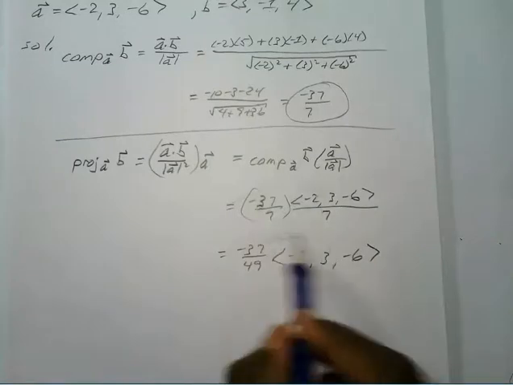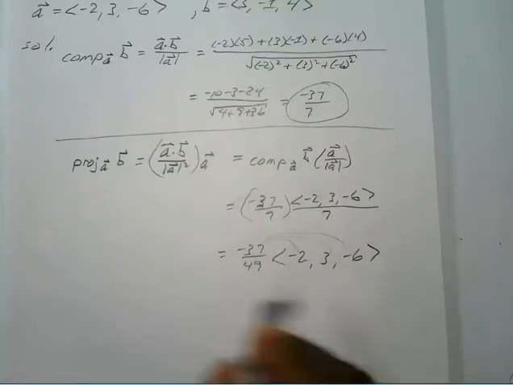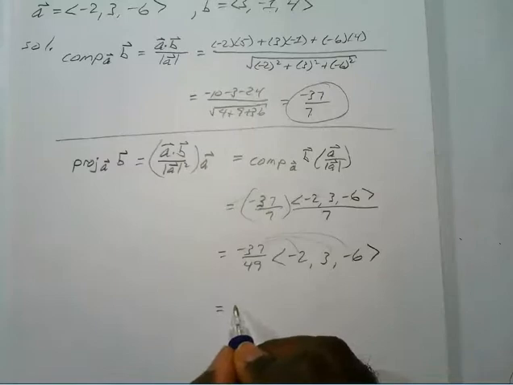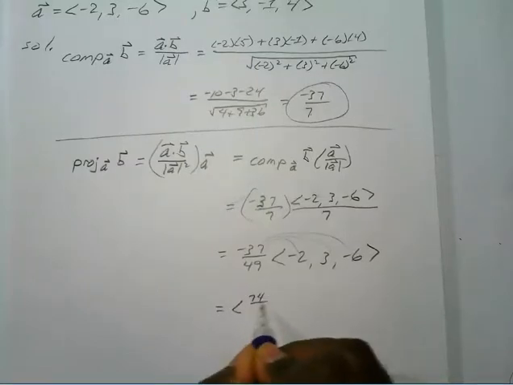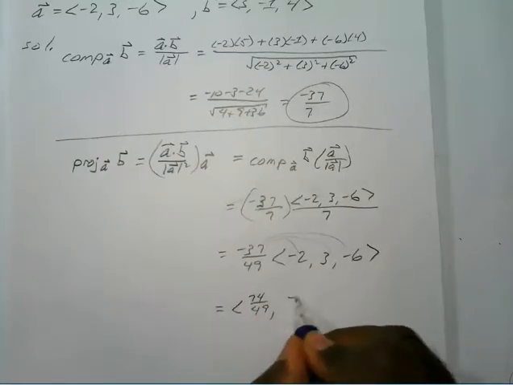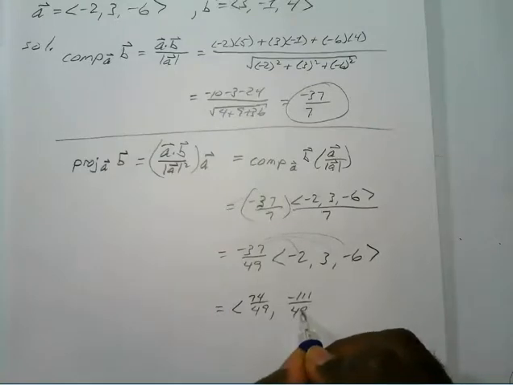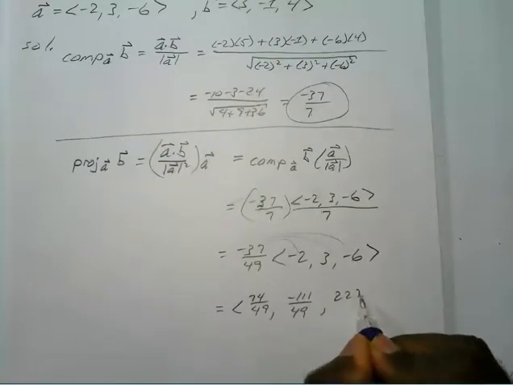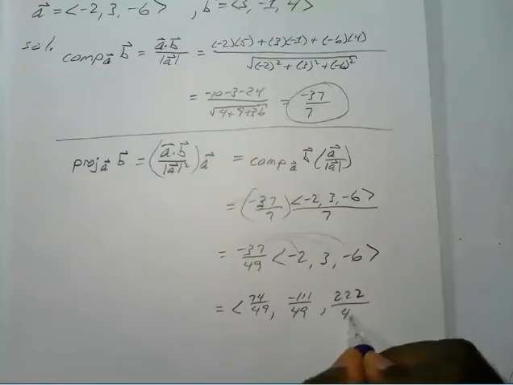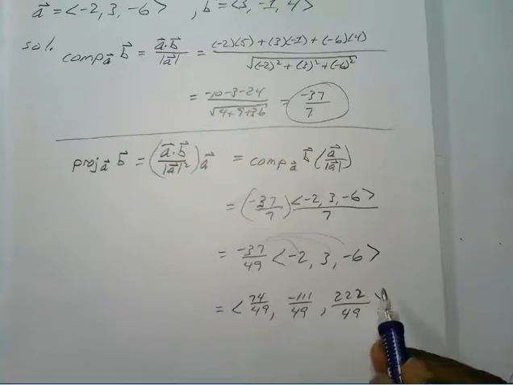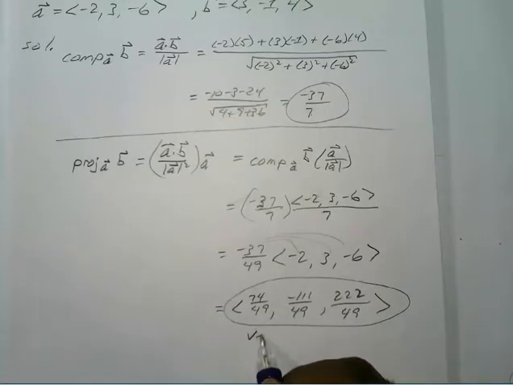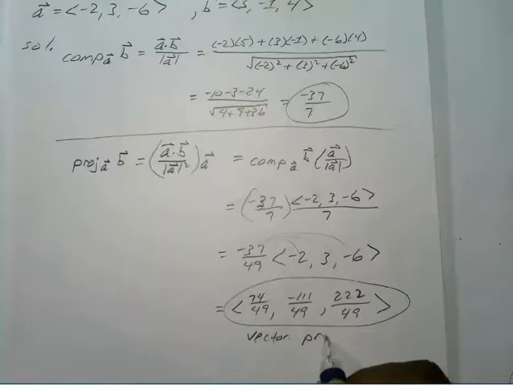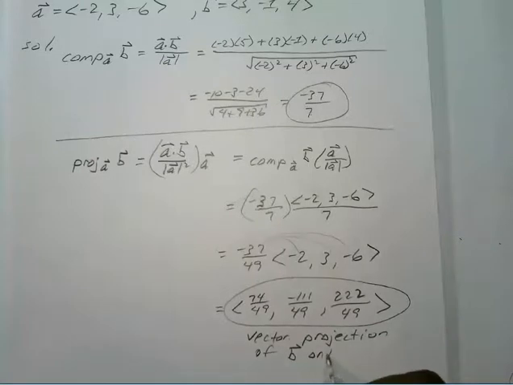And since you have a scalar times your vector, you just go ahead and multiply those. So you have the vector 74 over 49, negative 111 over 49, and 222 over 49. This is our vector projection of B onto vector A.